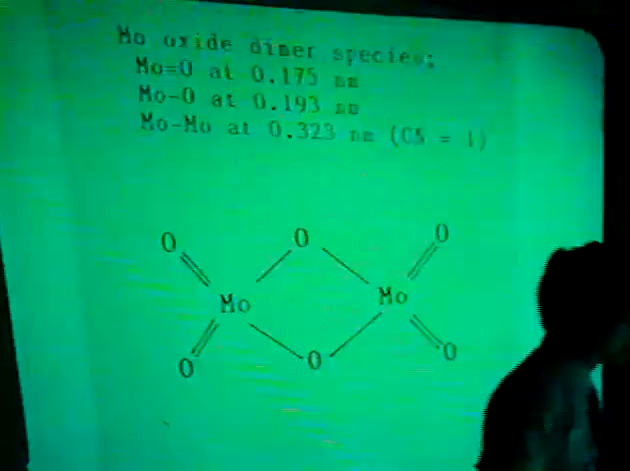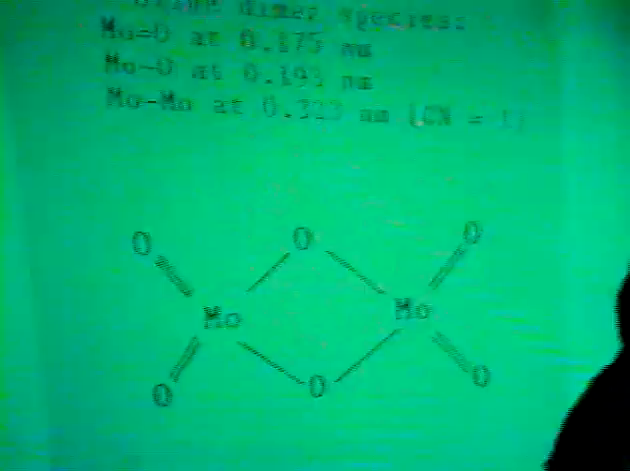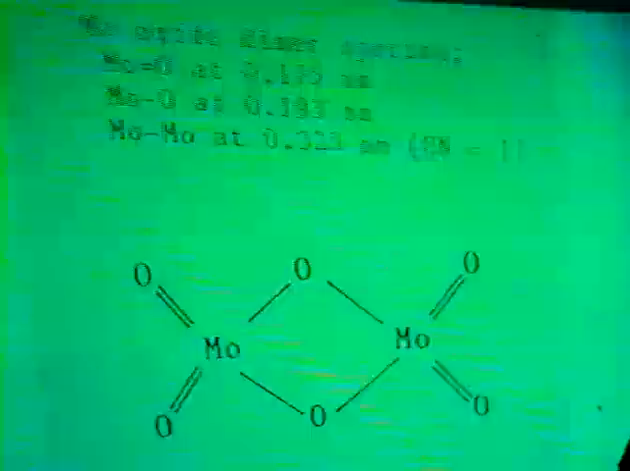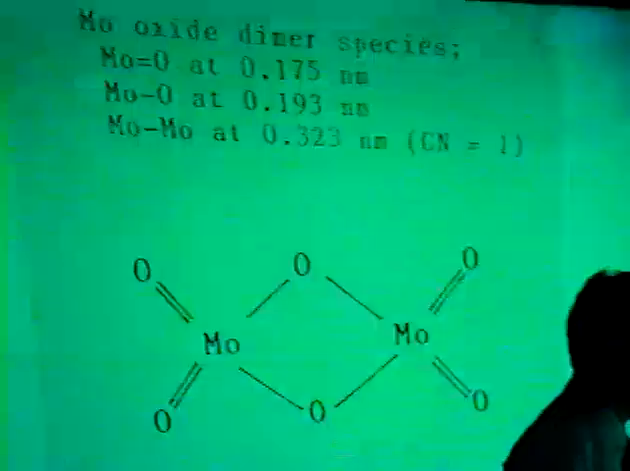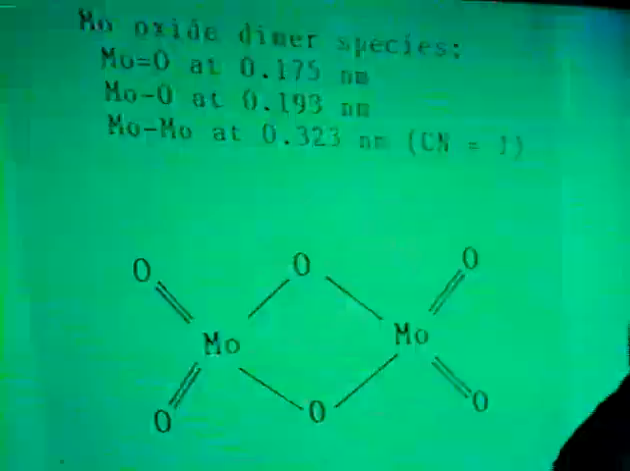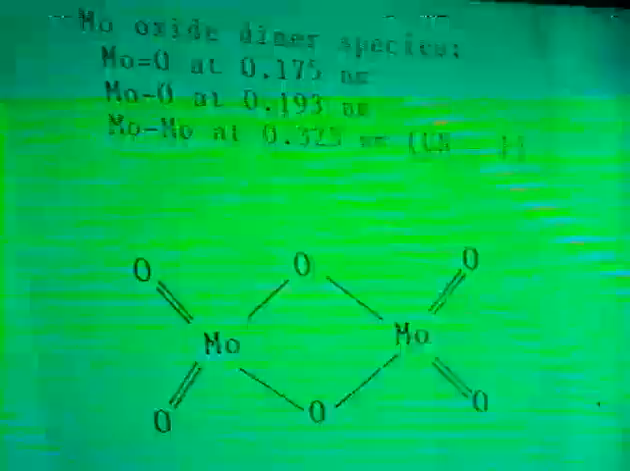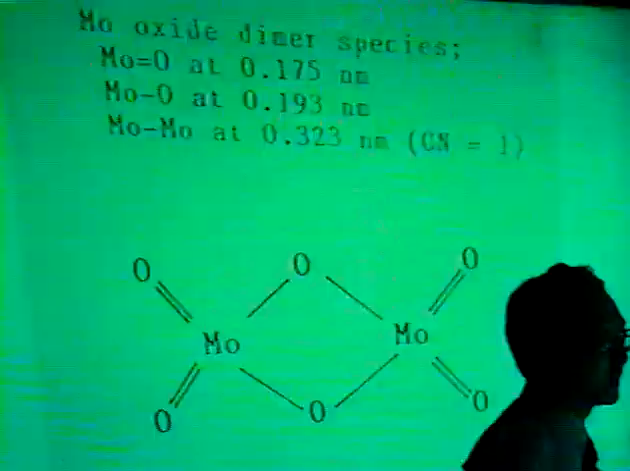Structural data obtained by analysis of the oscillations is shown here. There are two kinds of molybdenum oxide bonds, at 1.75 and 1.90 angstroms. And the potential number of molecular bonds up to 3.23 angstroms is around 1.